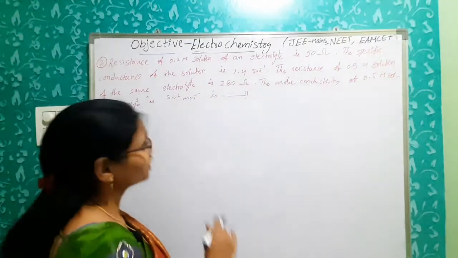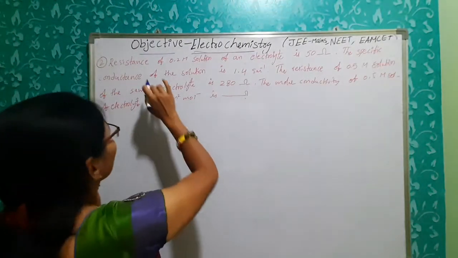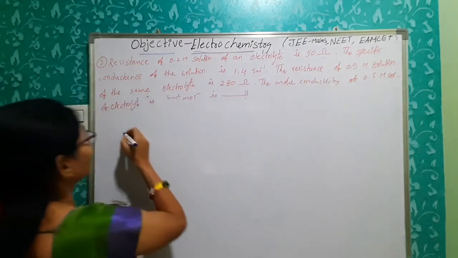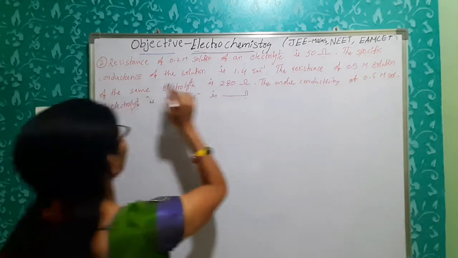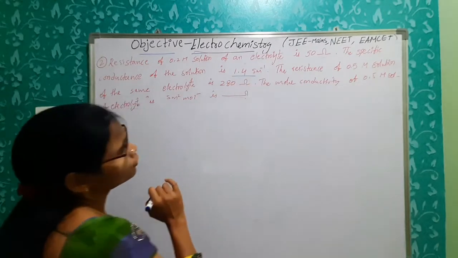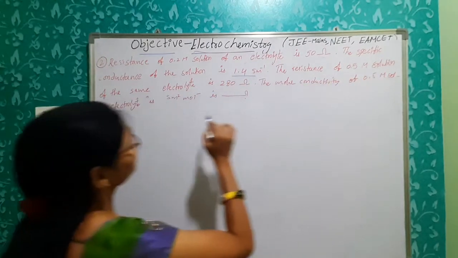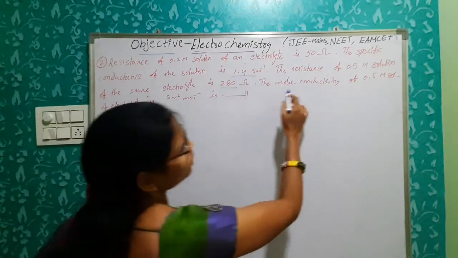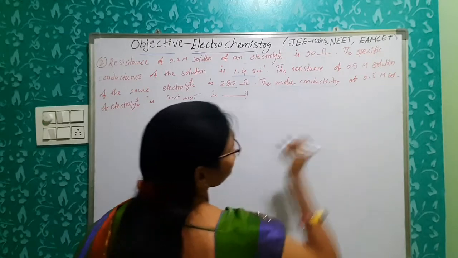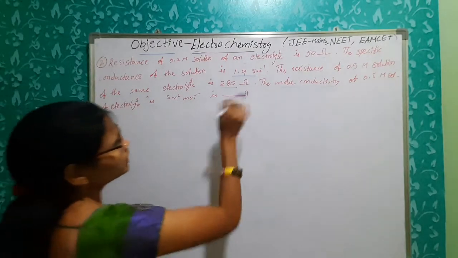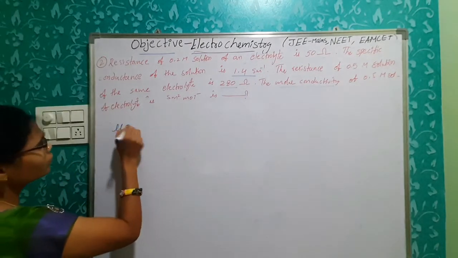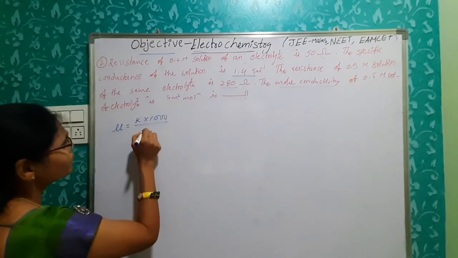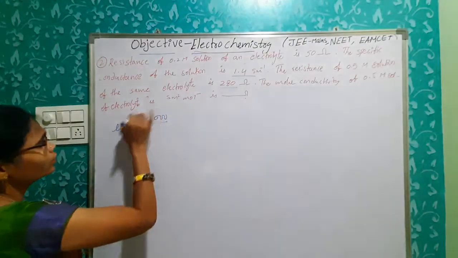Next problem, almost similar to the first problem. The resistance of 0.2 M of electrolyte, R1, is given as 50. The specific conductance K1 is given as 1.4. The resistance of 0.5 M solution of the same electrolyte is 280 ohms. Find the molar conductivity of the 0.5 M solution. What is the formula for molar conductivity? Mu is equal to K into 1000 by molarity. But we don't know K.